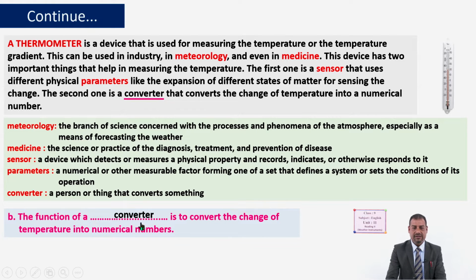The function of a converter is to convert the change of the temperature into numerical numbers. See, the second one is a converter that converts the change of temperature into a numerical number. You can find it. So have you got the hints? See, here these words are the hints to search this word. Here is the change of temperature into a numerical number, and you can find here converter. So this is how you have to search the linkage between the words, and then it will be easier for you to search the word.